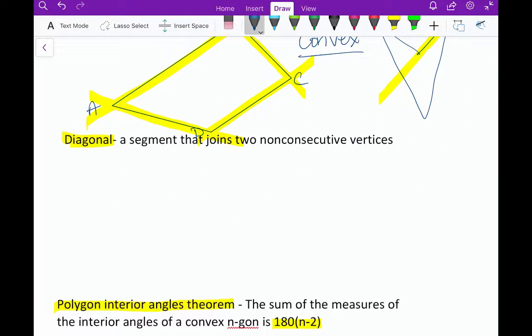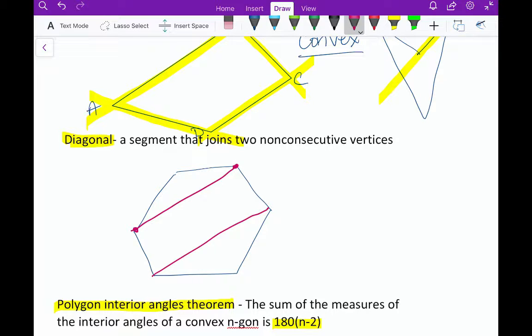A diagonal in a polygon is a segment that joins 2 non-consecutive vertices. So here is a polygon. A diagonal, for example, would be from here to here. Why? Because these vertices are not consecutive, meaning next to each other. Another diagonal could be from here to here, okay, or here to here, or here to here. So in this example, there are 3 diagonals, 1, 2, 3.